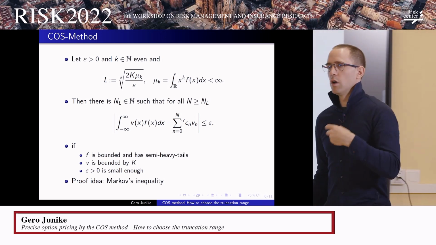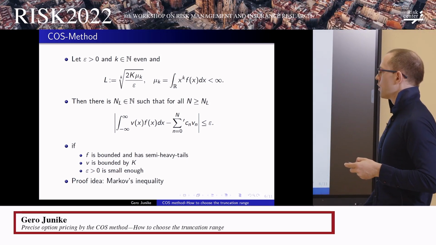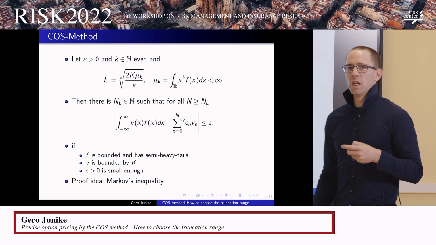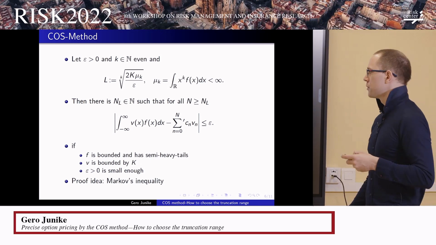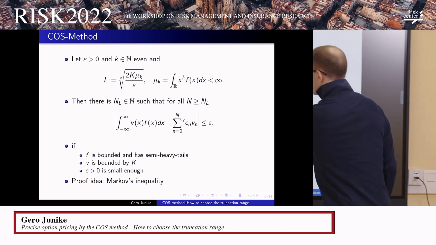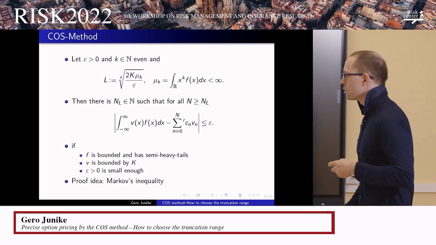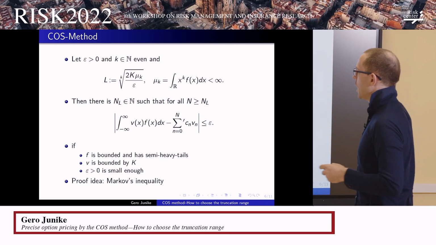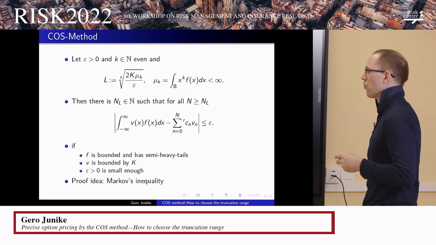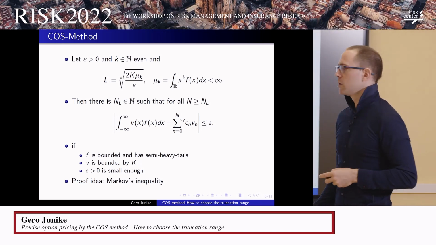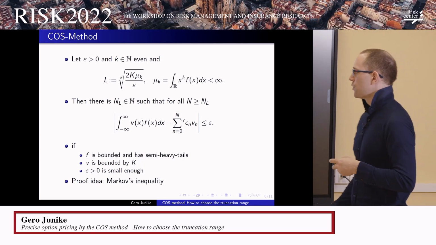So this holds for many stock price models. For instance, the Heston model and many Levy models have bounded and semi-heavy tails. The function v is bounded by K. That is very easy for our put option. It's bounded by K by definition. And the epsilon should be small enough. So if you look into our paper, there's another, more complicated formula, if epsilon is big.